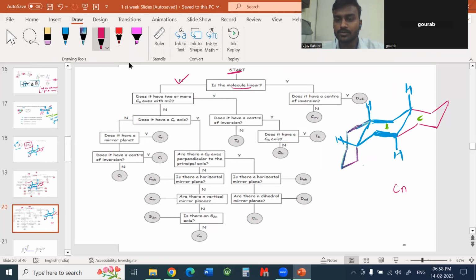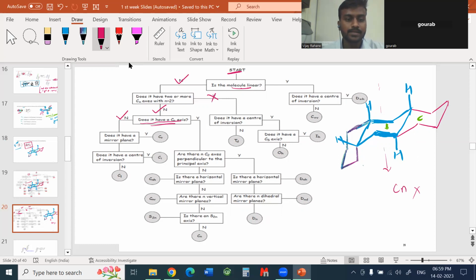Because if we look at this molecule, these two rings are in the plane, but this ring is bent downward, so it doesn't have any Cn axis. You are able to visualize here. If you pass any C2 axis from this direction, it doesn't have any axis. So this one is the wrong one, this one is the correct one. So we need to go this direction. Does it have any Cn axis? We have already seen it doesn't have any axis, so we go this direction.